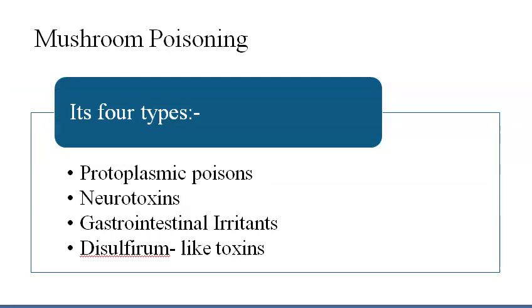The next one is mushroom poisoning. It usually occurs as a result of ingestion of wild mushrooms after misidentification of a toxic mushroom as an edible species. The most common reason for the misidentification is the close resemblance in terms of color and general morphology of the toxic mushroom species with the edible species.